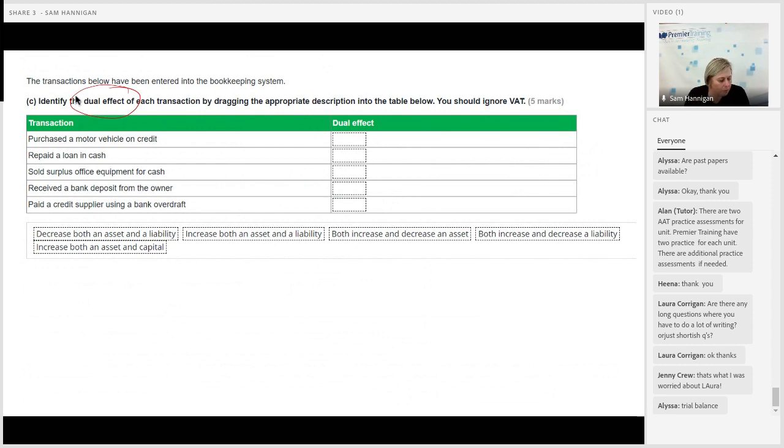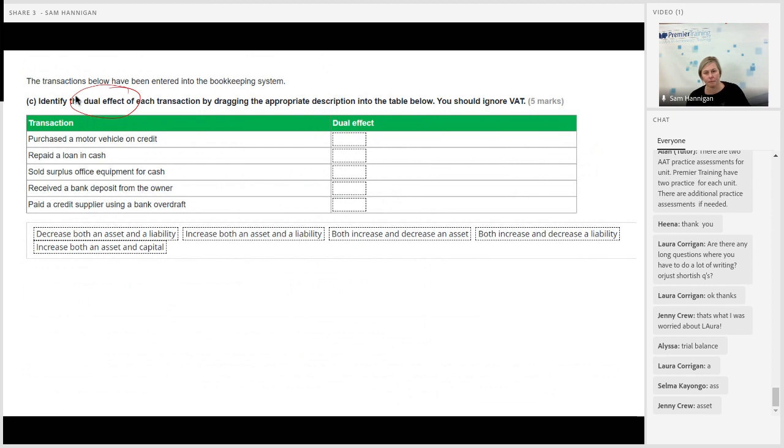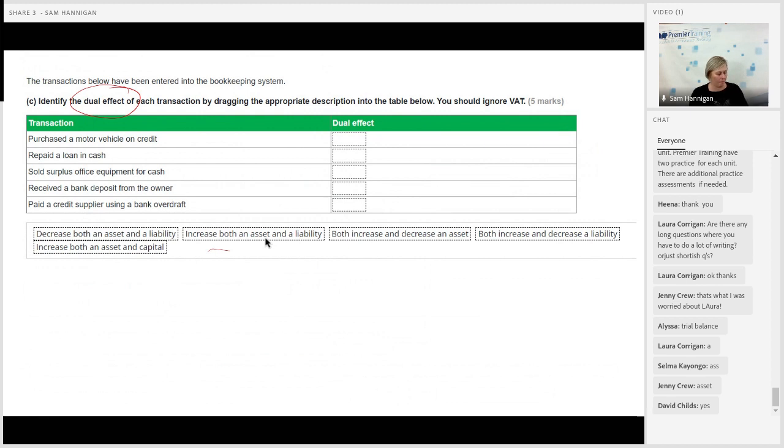So this one, purchased a motor vehicle on credit. Well, you know a motor vehicle is what? An asset, okay? So if you've bought something, it's going to increase that asset, yeah, because you've bought a motor vehicle, but you've paid for it on credit. Now, if you're paying for it on credit, that means you owe somebody. So it's going to increase your liability. Okay. So it should say here, increase both an asset and a liability, because your assets are going up, but also your liability is going up because you owe for it. Okay. Does that make sense? Yeah. Brilliant.